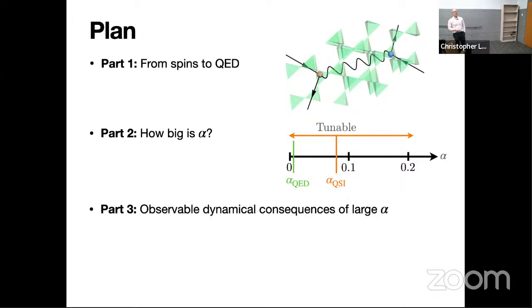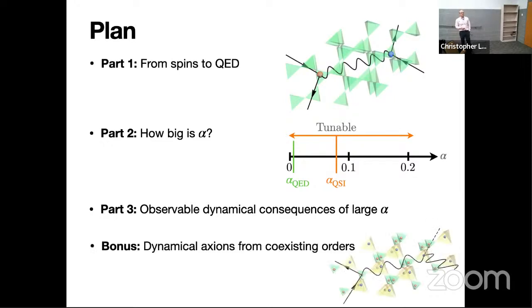And then I'll talk a little bit about what some of the observable dynamical consequences are of having relatively large interactions in quantum spin ice. And if there's time, then I'll mention, or at least advertise, our most recent work, which is about how if you have certain kinds of coexisting magnetic orders with your quantum spin ice type electrodynamics, you can get things that look like axions, and you can actually study axions coupled to this electromagnetism, all in your material chunk of stuff. Okay, that's the plan.